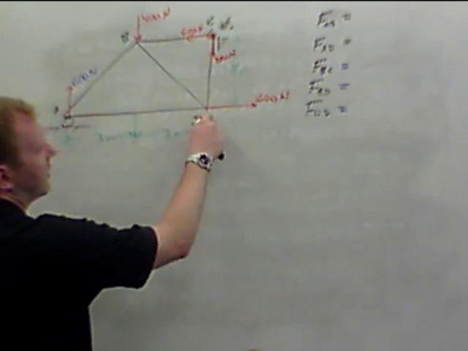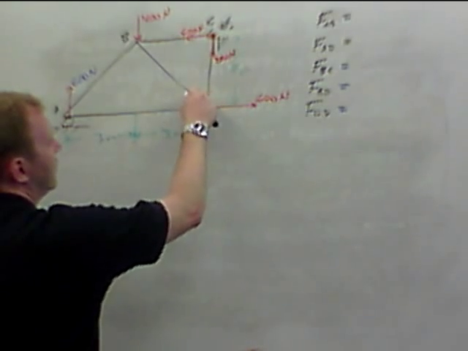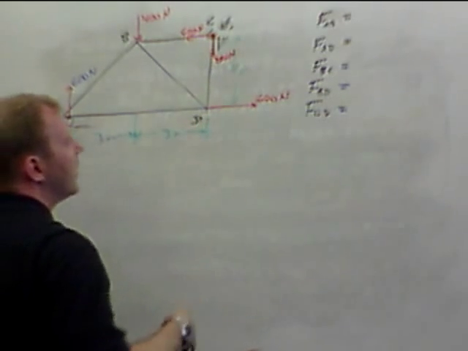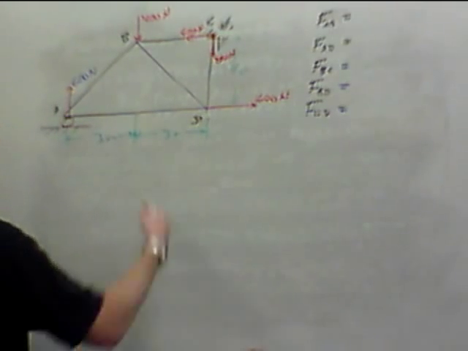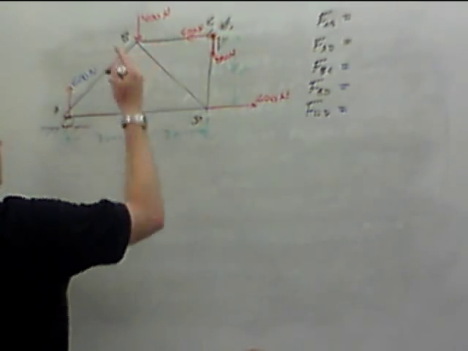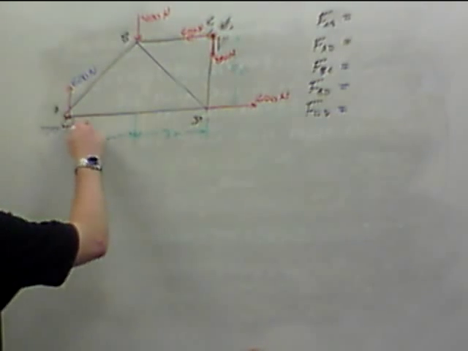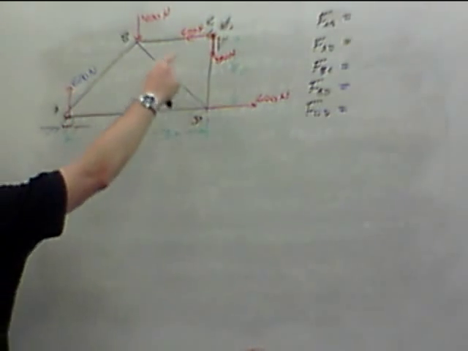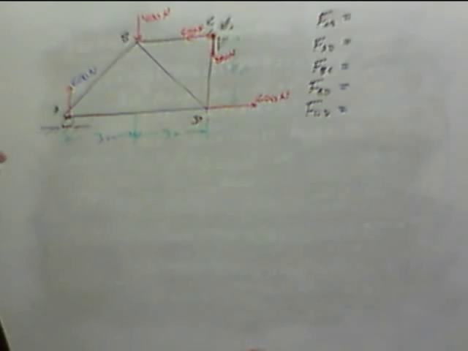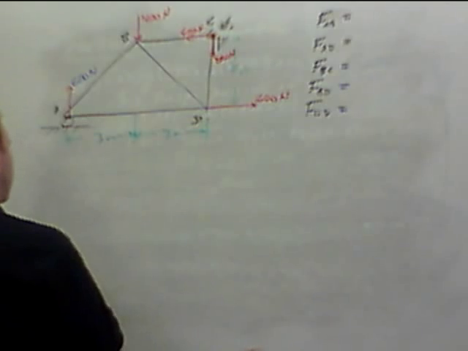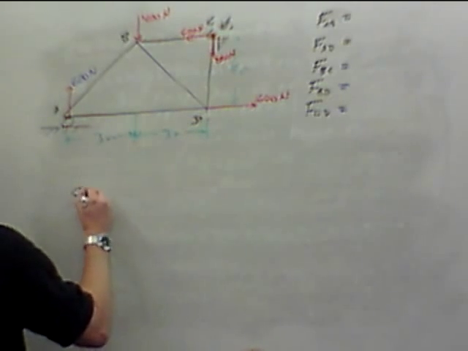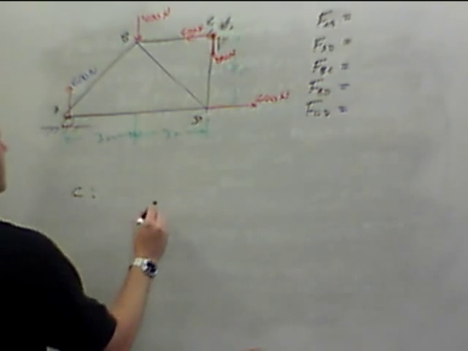If I drew a free body diagram of point D, out of one, two, three unknown forces, with only two equations, I'm not going to be able to solve it. Same thing with point B: one, two, three unknowns, too many. I could choose point A, or point C, which is what I think I'm going to do here, and get some of these values. So point C, draw the free body diagram of point C.